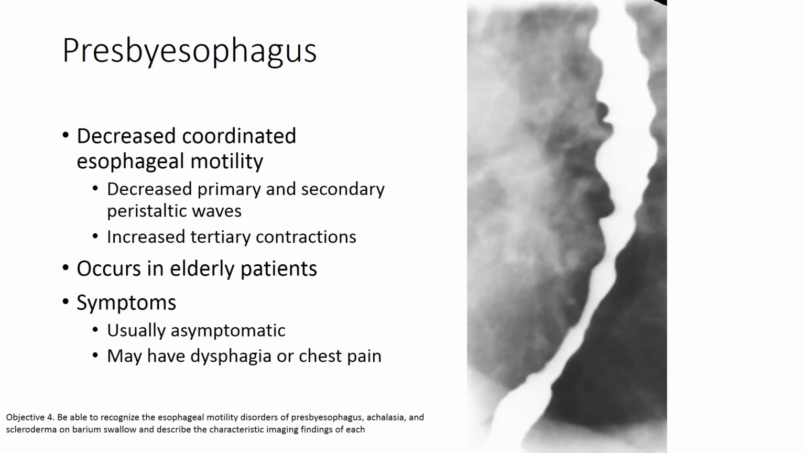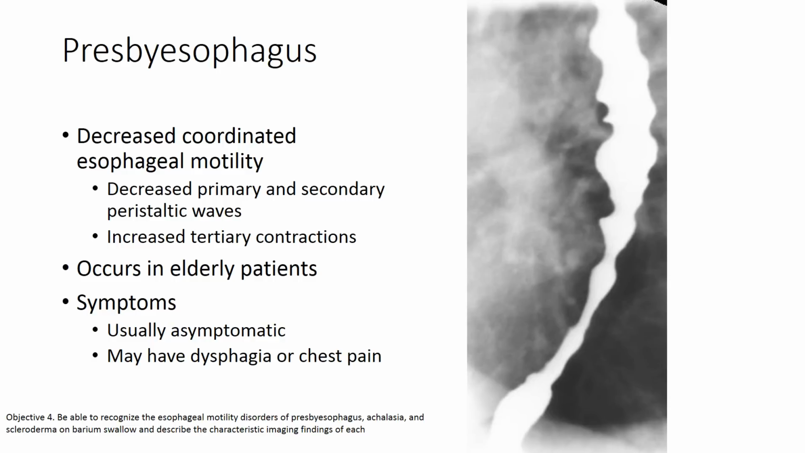The first of the esophageal motility disorders that I'd like to discuss is also by far the most common of the esophageal motility disorders, and that's presbyesophagus. Now, presbyesophagus is a disease of aging where there is decreased coordinated esophageal motility. So there are diminished primary and secondary esophageal contractions with increased tertiary contractions. And remember, the tertiary contractions are those contractions that don't do us any good whatsoever. They don't move the bolus of food up or down within the esophagus.